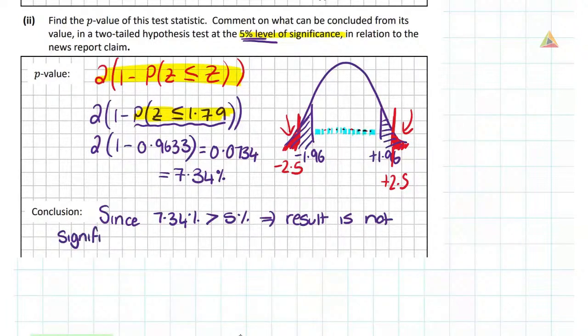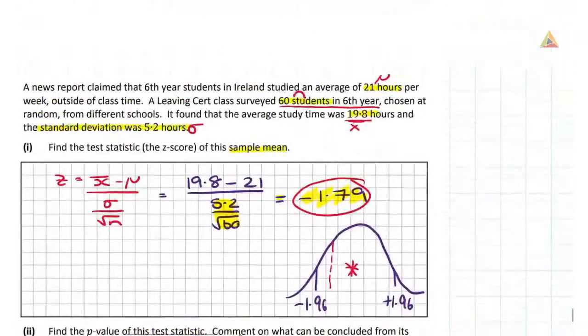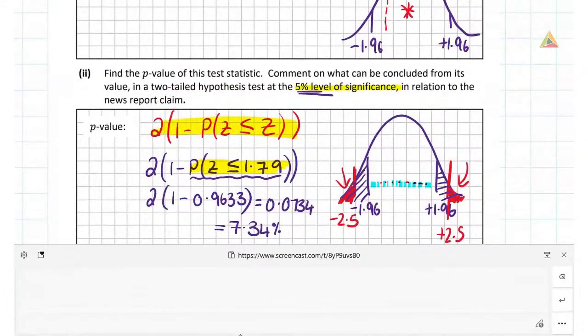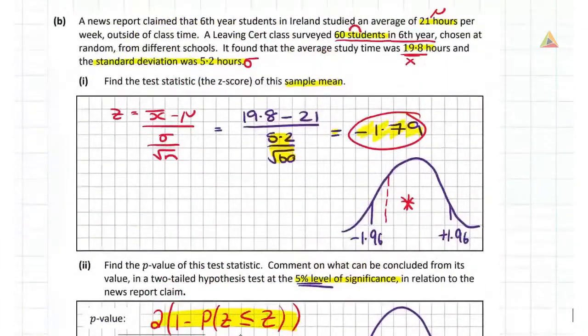So what do I mean by the result not being significant? Let's go back up here and remind ourselves what the question asked. Basically, this news report claimed that students spent 21 hours per week outside of class time studying. But then when we did our survey of the 60 randomly chosen students, their average study time was 19.8 hours, which is a little bit of a difference from 21 hours.